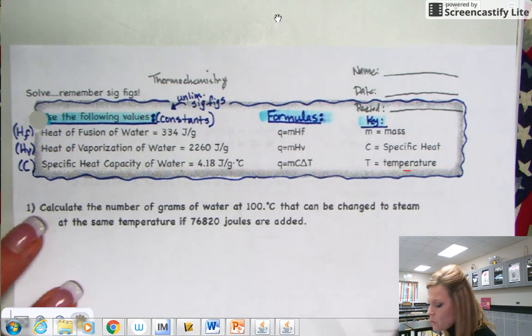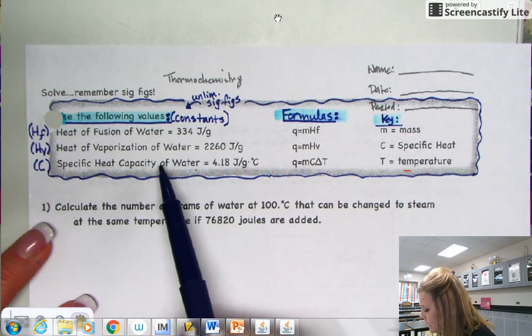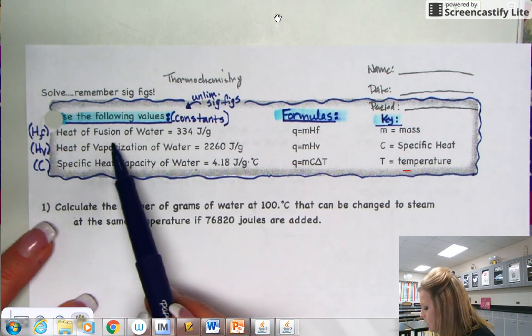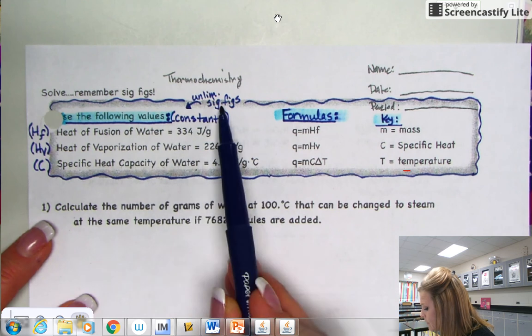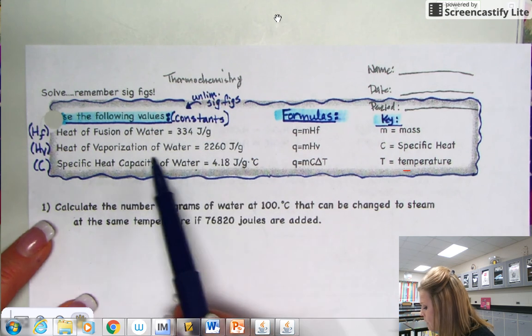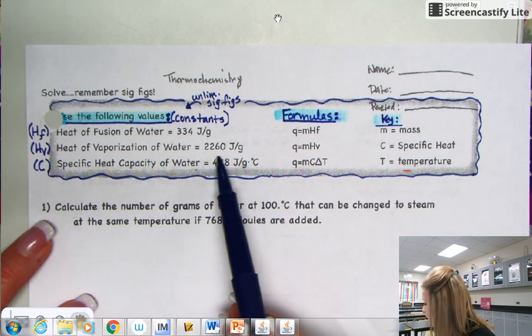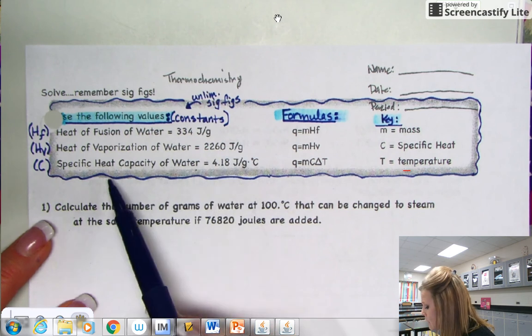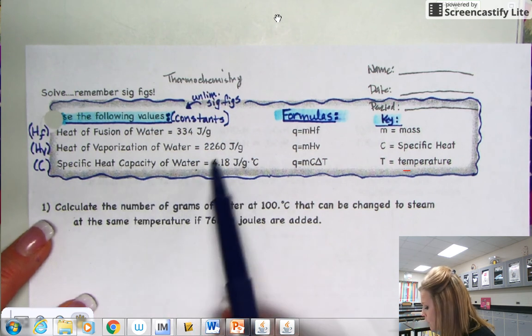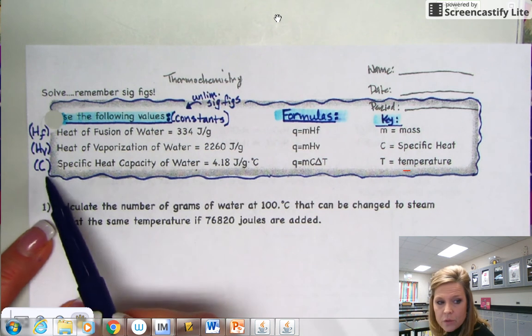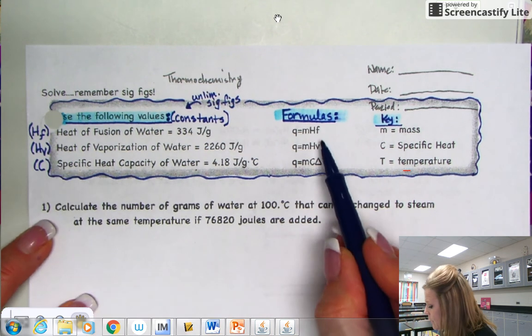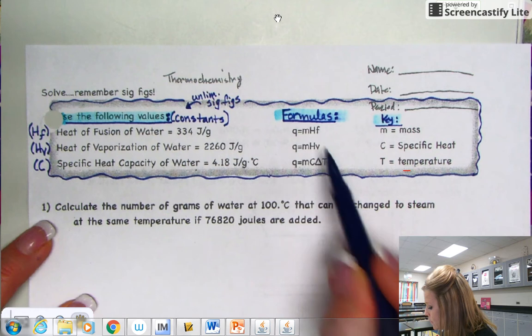So three constants that they've given you is the heat of fusion of water. This is a constant value, so it has unlimited sig figs. The heat of vaporization for water, again, a constant, so it has unlimited sig figs. And the specific heat capacity of water, which is a constant, again, has unlimited sig figs. I also wrote their symbols over to the side. And then here we have our formulas that relate them to each other.